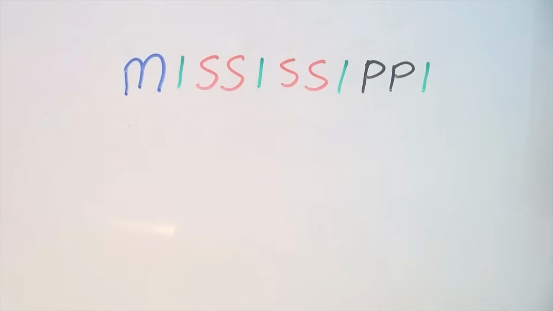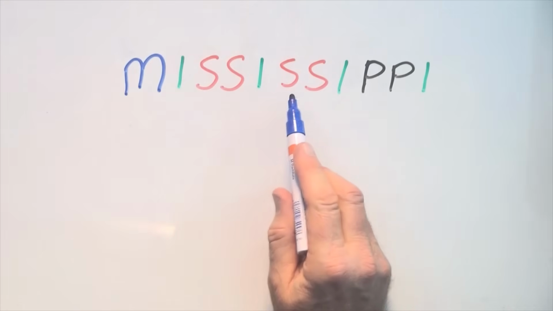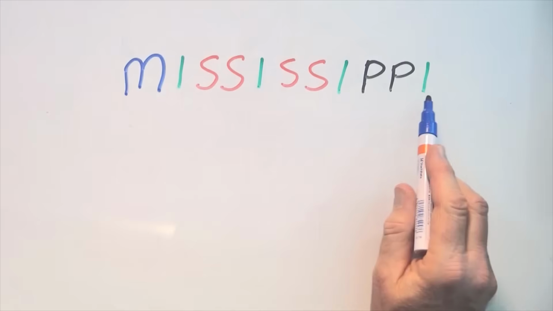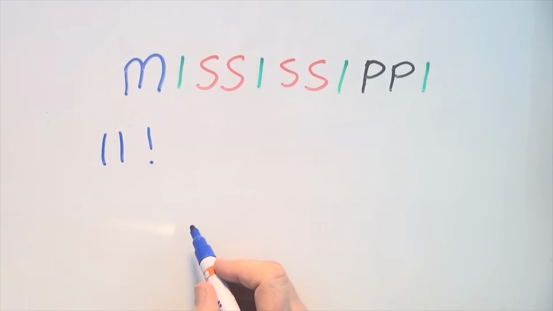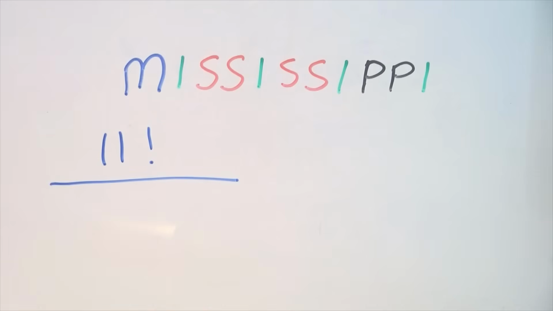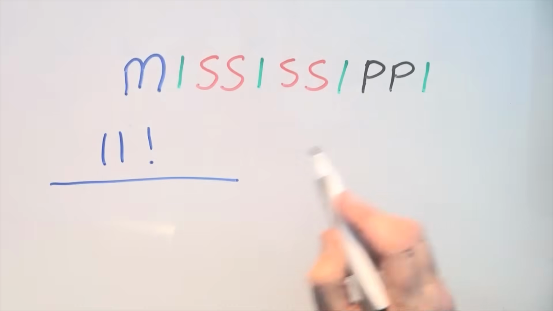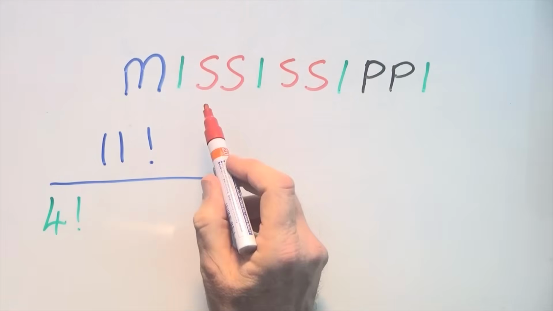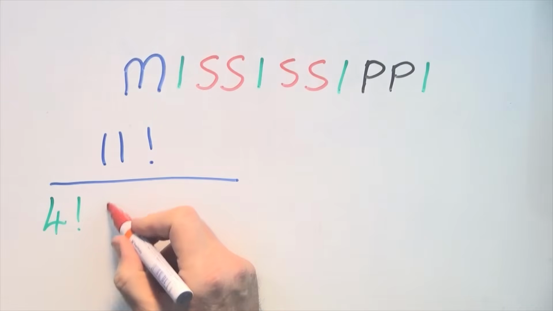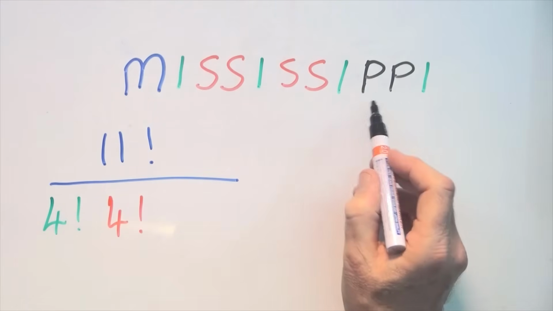First, we count the number of letters. 1, 2, 3, 4, 5, 6, 7, 8, 9, 10, 11. So that's 11 factorial divided by the repeated things factorial, 4 I's, 4 S's, 2 P's.